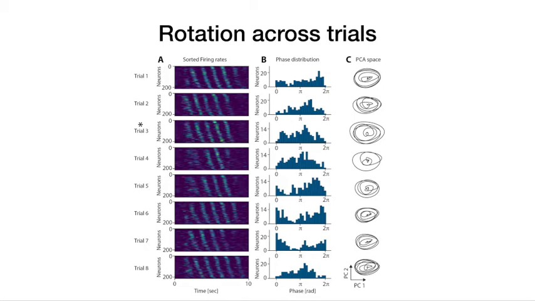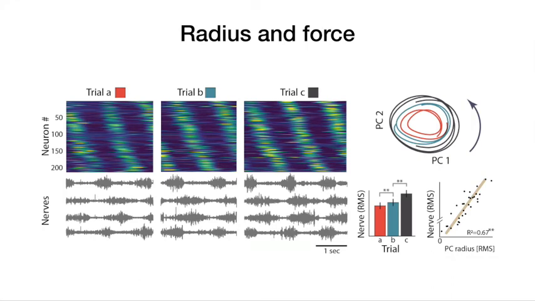population rotational dynamics. And what you notice is that it's changing its radius both within a single trial, but also across trials. So we looked more carefully into this, and we noticed that when we have a larger radius of rotation, the nerve output is also larger. So there's this nice correlation between the radius of the rotation and the intended force by the network.